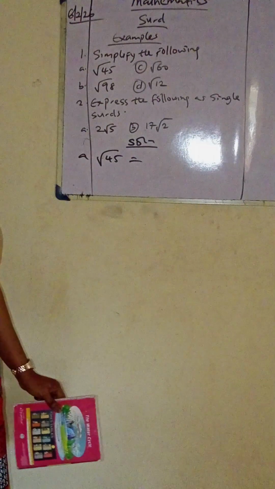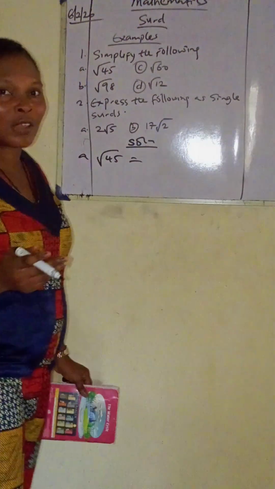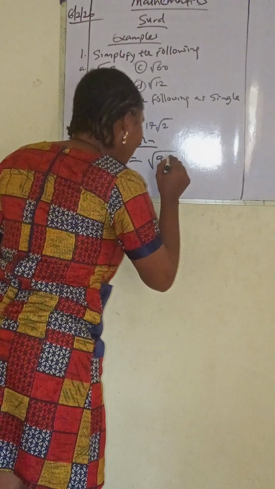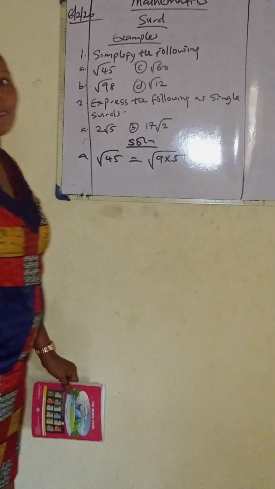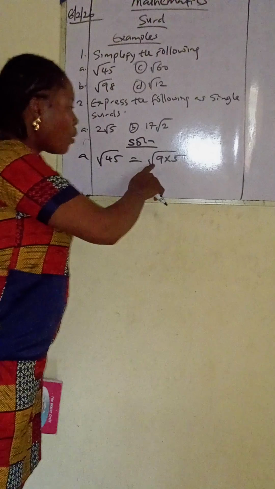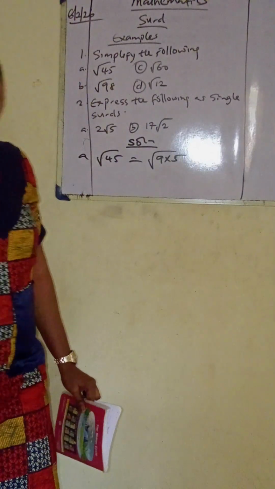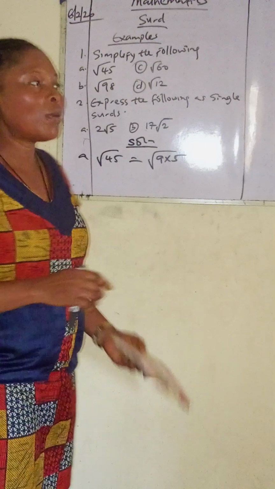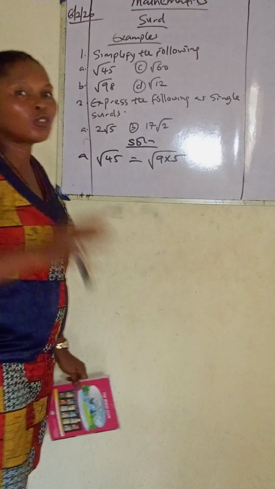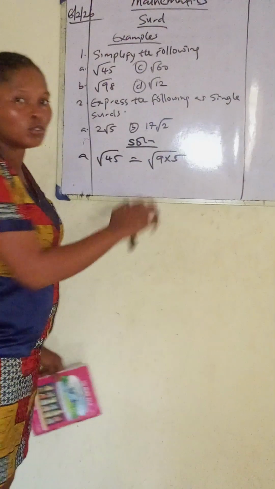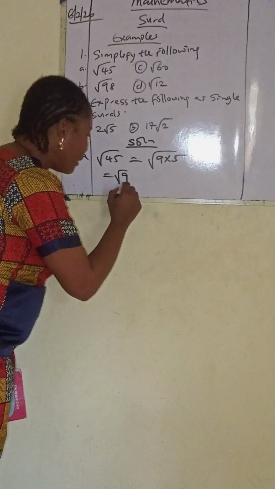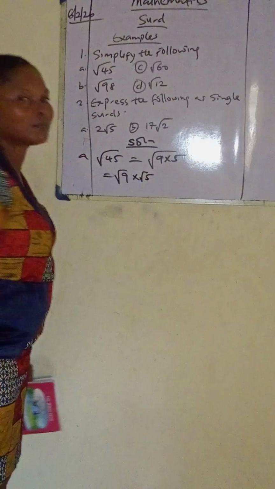We have different multiples of 45. 1 times 45 will give us 45. 9 times 5 will give us 45, so I'm going to use 9 times 5. You can see that the first number here has a square root. When we have gotten to this stage, we are going to split each of the numbers inside the square root into their various roots. So what we are going to have here is root 9 times root 5.